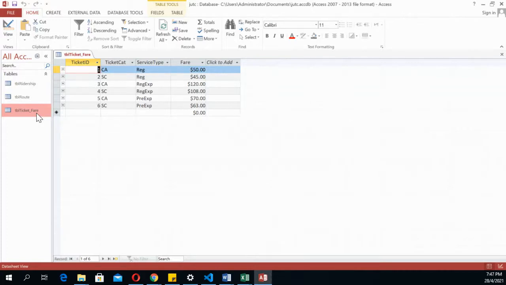Sir, could we add a new column to say an updated fare, or do we need to change the existing fare? No, I just want the same info changed, so we change the existing fare.